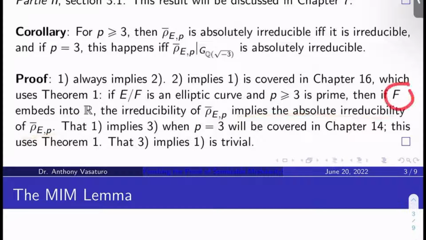Well, we have F equals Q, so that embeds into R. That 1 implies 3 when P equals 3 will be covered in chapter 14. This also uses theorem 1, the surjectivity or irreducibility stuff. And that 3 implies 1 is a trivial representation theory exercise that I encourage you to try yourself. Okay, so let's move on.